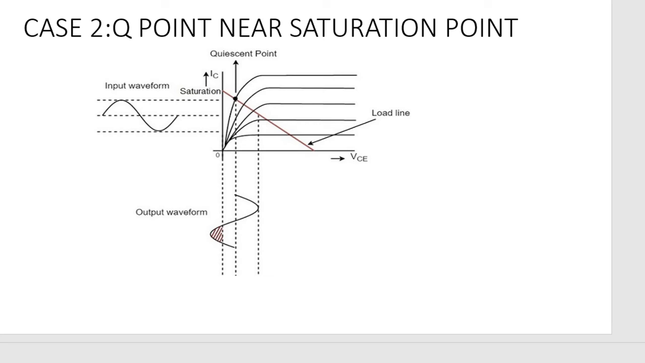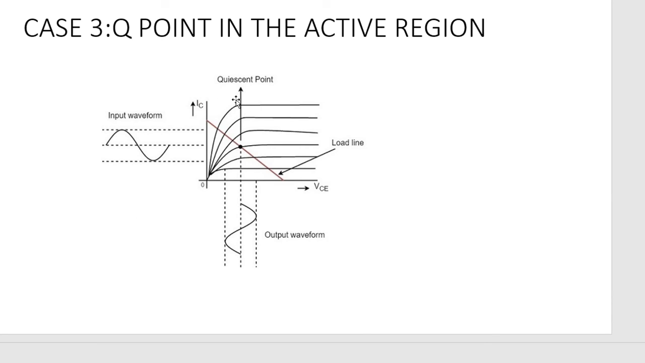Okay. So when the Q point is selected near the saturation region or saturation point, the negative half cycle will get clipped. So let us see if the Q point is selected halfway or midway between the saturation and the cutoff points. So this is our cutoff point and this is the saturation point. So in between these two points, or halfway between these two points, the Q point is selected. Now this is the input waveform. So from the output waveform, we can see that both the half cycles are preserved, or the signal has not distorted, or the signal is faithfully amplified.